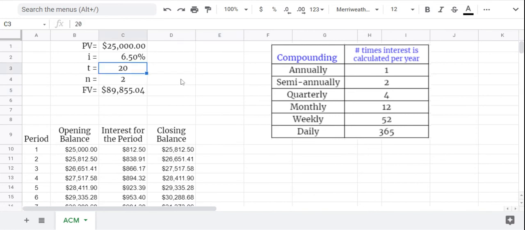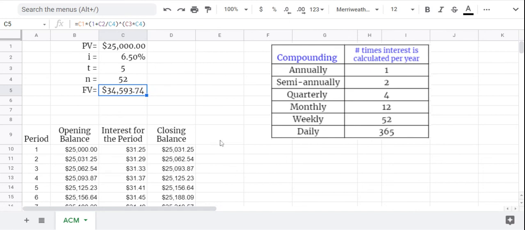So let's leave these with a time of 5 years, compounded weekly, something crazy, 52 times. Whoa, and see what happens, okay? And of course, the balance changes. And remember this, because my N is 52, that means each period here is 1 week, okay?